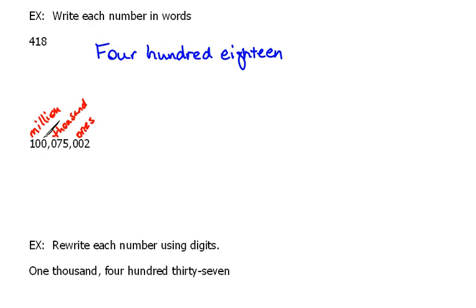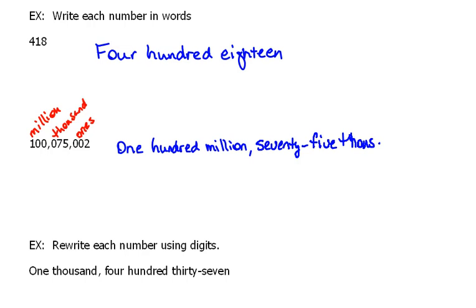So whenever we write this, we include the period. This would be 100 million. So I'm going to write that one hundred million, comma, because our periods are separated by commas. Then we have 75,000, so seventy-five, now that's hyphenated, thousand. We'll also have a comma after that because that's the end of the period.